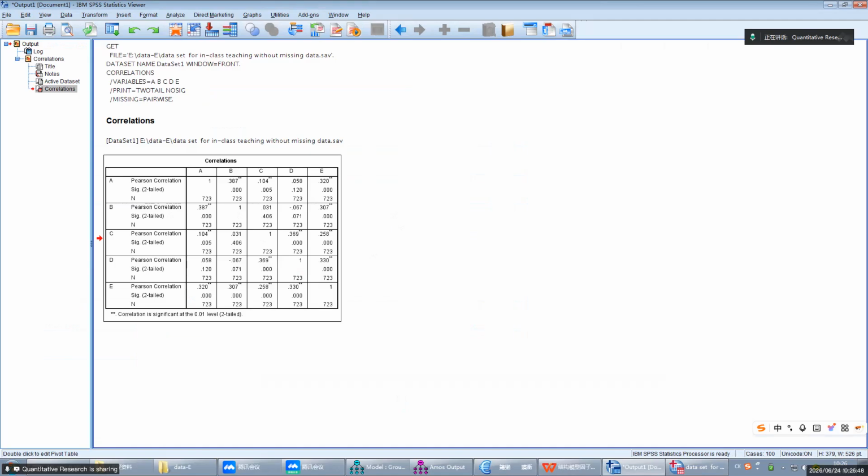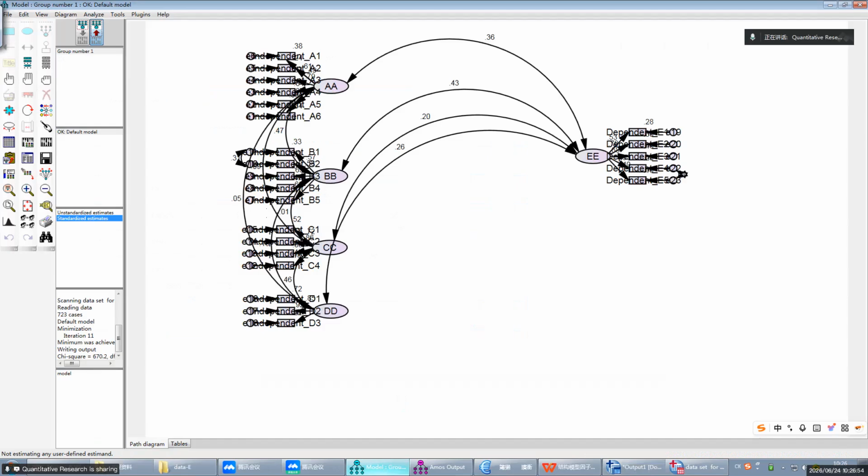Okay, so now for A, for this variable, it's CR, no problem. Square root of AVE, no problem. But AVE, problem, right? Yeah, so in this case, for example, you should delete some items which have small factor loadings. Then your AVE will be improved. Yeah, that's it.